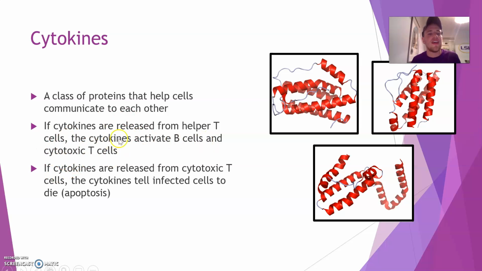So these cytokines help communicate. Helper T cells communicate with B cells and T cells to activate them, but cytotoxic T cells communicate to infected cells through cytokines, and what these cytokines do is tell the infected cell, hey, kill yourself, apoptose, which is a little, all right, we're going to do a sidebar, let's do it.